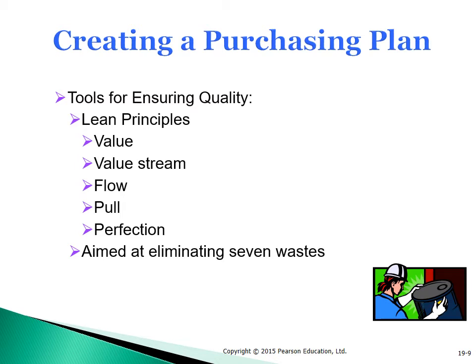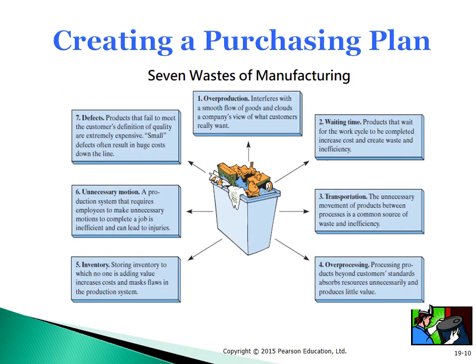Okay, Lean also aims at eliminating the seven wastes. What are the seven wastes? The first one is overproduction. The second one is waiting time. Products that wait for the work cycle to be completed increase cost and create waste and inefficiency. The third one, transportation. The fourth one, overprocessing. The fifth, inventory. Sixth, unnecessary motion. And the last one is defects.